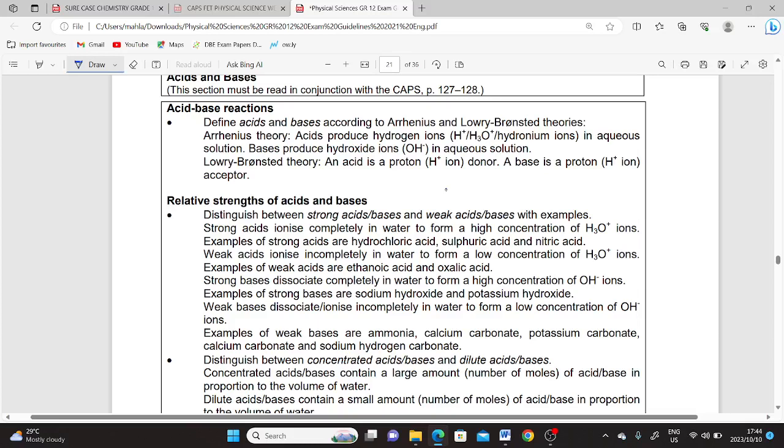Right, let's consider acid and base reactions. Number one, we have the models of acid and base. So models simply means acid and base it tlhalosa ke batho ba babedi.